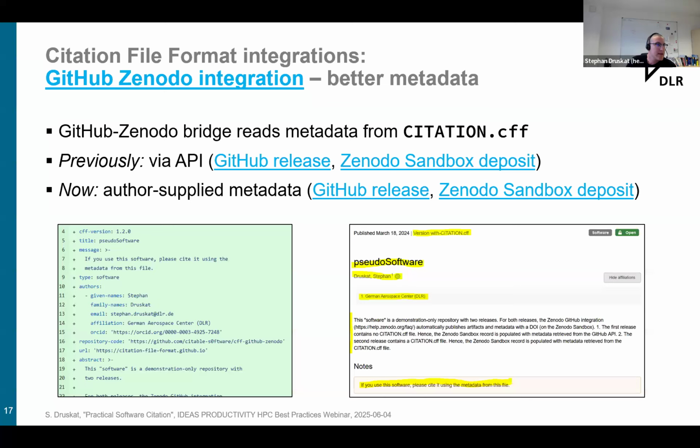The other thing is that there is a publication automation between GitHub and Zenodo. So if you use these two platforms, whenever you activate this, and whenever you create a release, Zenodo will get the files, the software artifacts from your GitHub repo and create a new deposit. And previously, the metadata was kind of not ideal because they used the GitHub API to get most of the metadata. And now they support CFF, so you can actually have full control over what metadata you supply if you use this integration.